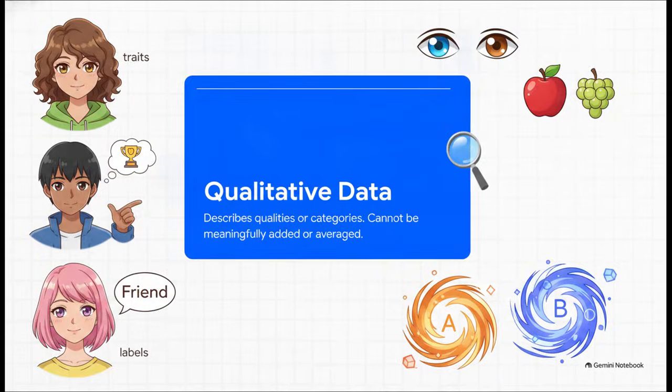Okay, first up, a quick refresher on qualitative data, also known as categorical data. This is all about traits and labels. And because they are just categories, standard math simply does not apply here. I mean, you already know you can't add blue eye color to brown eye color and somehow find an average, right? But it's super helpful to remember that even within these categories, we have two distinct flavors.